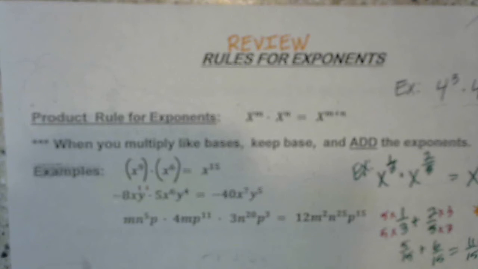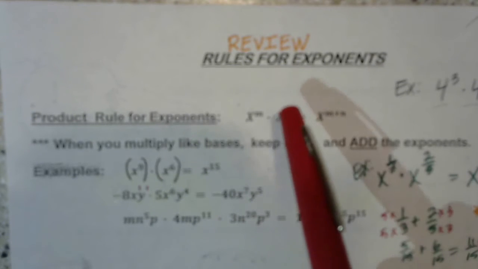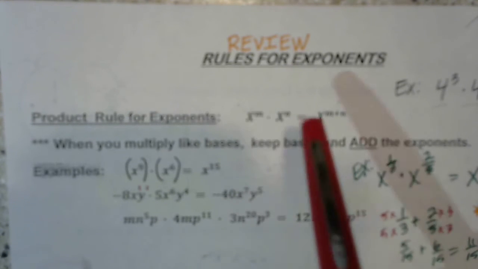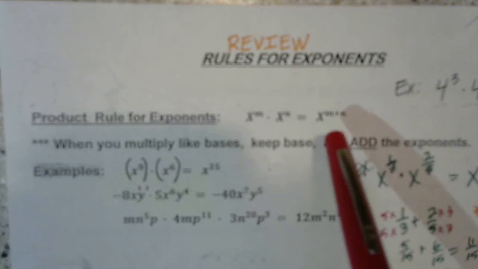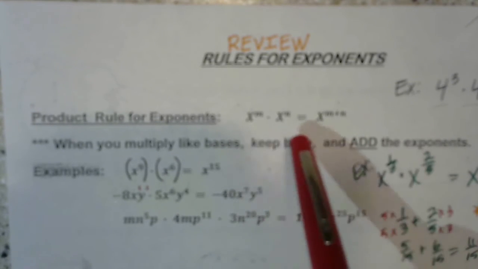So we need to remember what to do with exponents in general. In order to do things with exponents, you have to have the same base. So you can see in this first example, x to the m times x to the n. So I'm allowed to add those exponents because they have the same base.